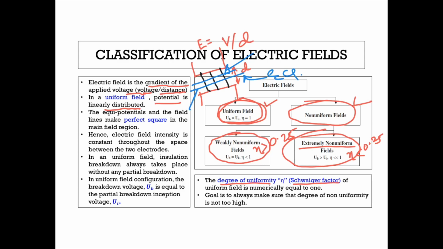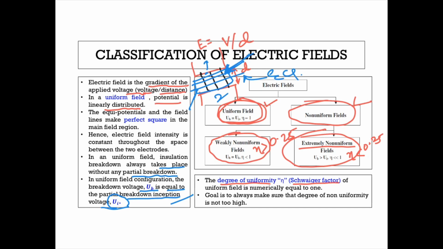In uniform field, the insulation breakdown always takes place without partial breakdown. So if the field is uniform, then the breakdown will occur without any partial breakdown. Partial breakdown means there is a breakdown which is initiated at a certain point and then it spreads throughout the insulation. Also in uniform field, the breakdown voltage VB is always equal to the partial breakdown inception voltage.